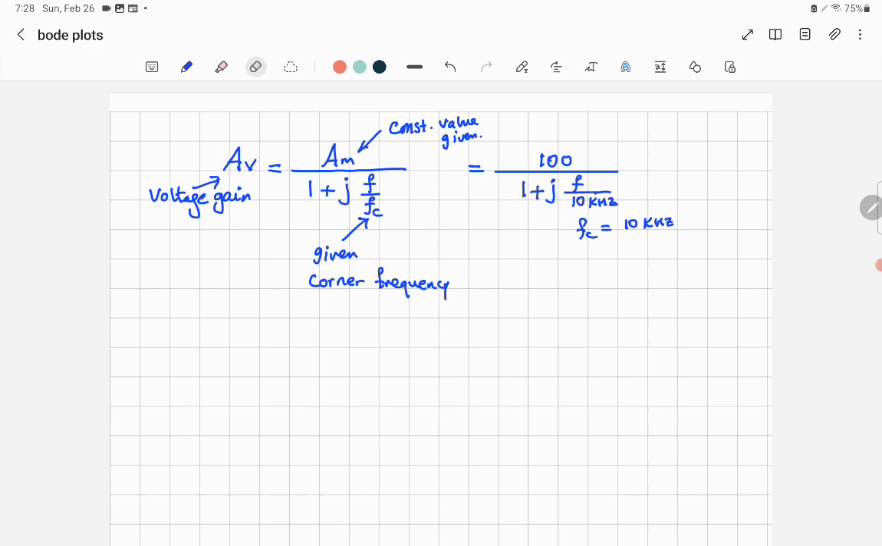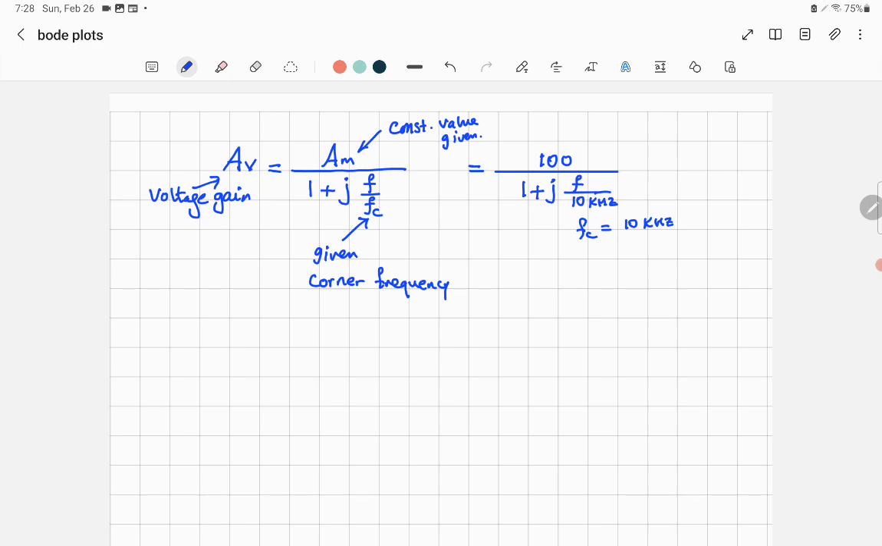Obviously, that's a complex number that we have. So in a complex number, we always have magnitude and angle. Since we have magnitude and angle, we will have two plots, one for the magnitude and one for the phase angle. Well, let's start step by step. How can we plot the magnitude against frequency?